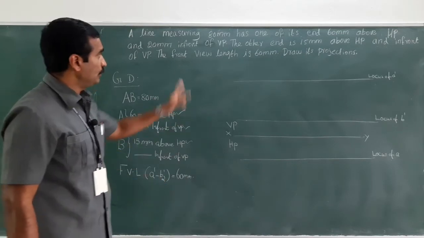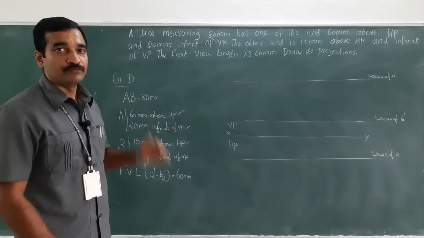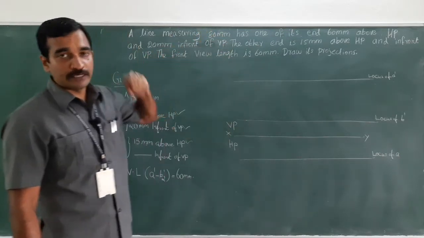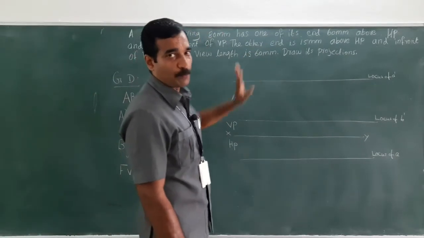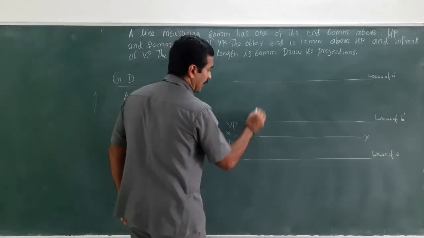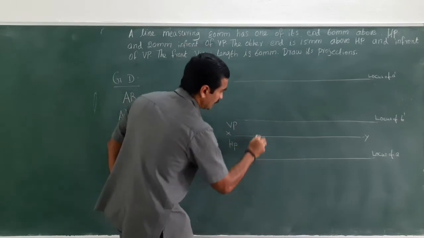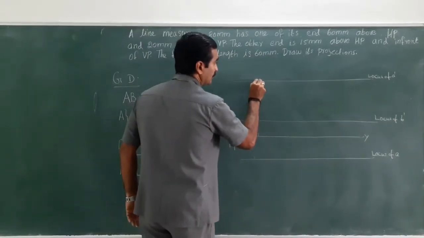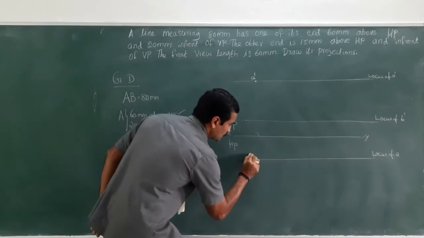Now the front view length is given as 60 mm. Where will it come? The front view length will be captured in the VP, that should be on the locus of A dash. Let me choose any point, that is A dash and A, and draw a projector which should be perpendicular to the XY. This point on the locus of A dash is A dash, and this point on the locus of A is A.